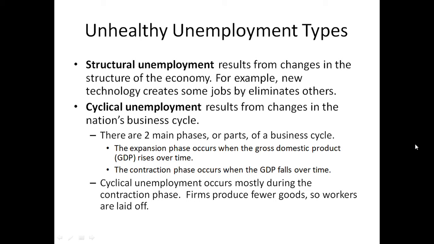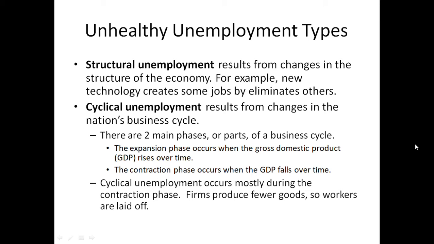Now, there are some types of unemployment that are unhealthy for our economy. Structural unemployment results from changes in the structure of the economy. For example, new technology creates some jobs but eliminates others. So if that's eliminating enough other jobs, then that could be a real problem there. Cyclical unemployment results from changes in the nation's business cycle. So if our business cycle changes, then the jobs could change. And that's another one we have to be concerned about.